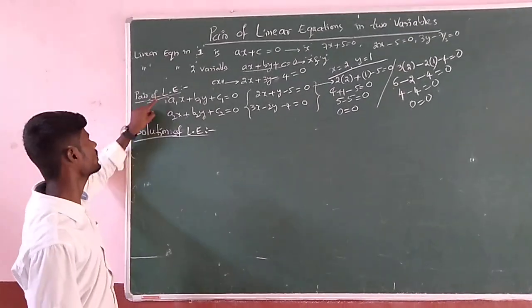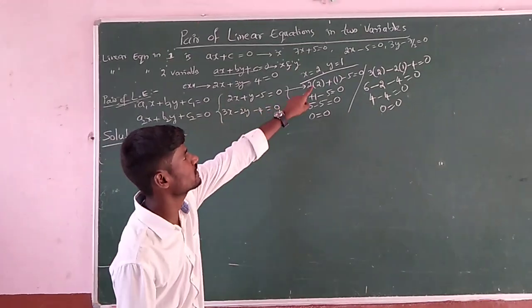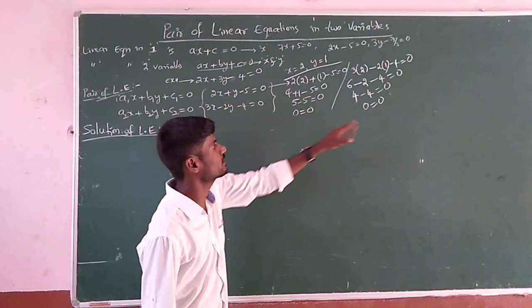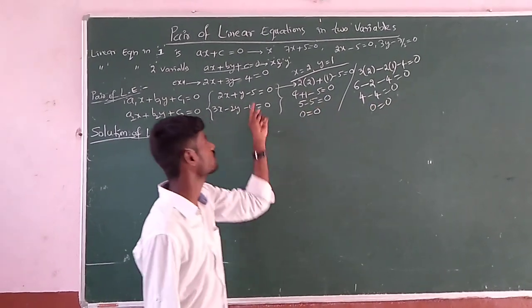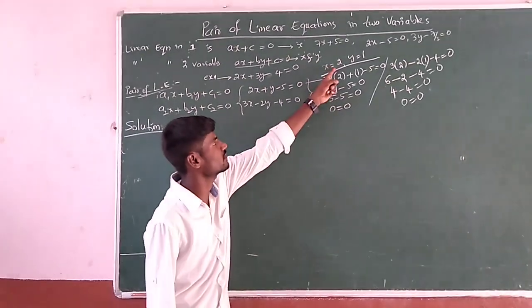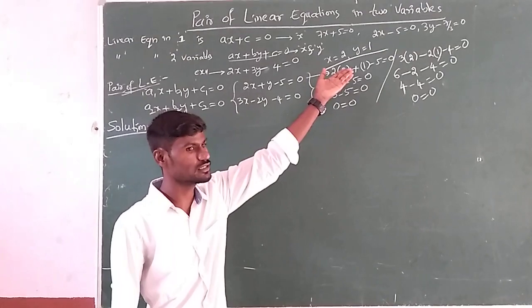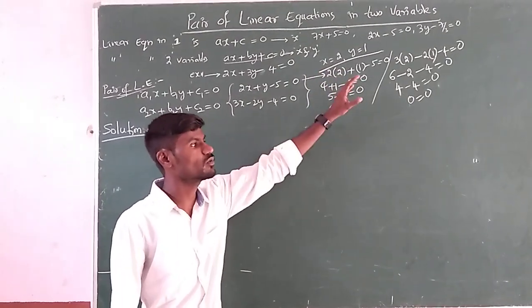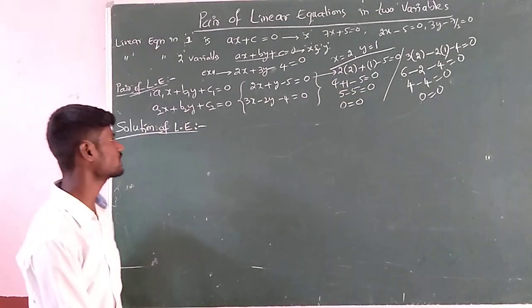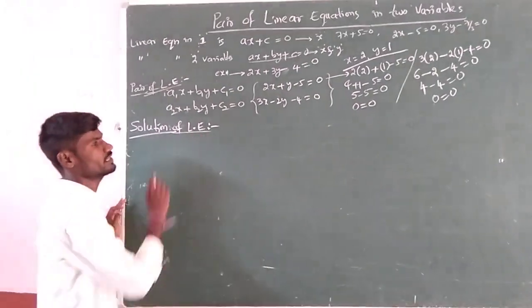Suppose we have a pair of linear equations. For an example, we substituted x equal to y equal to 1, and we are getting simultaneously true for both cases. That's why we say that it is a unique solution. But this solution x equal to y equal to 1, how can we know, how do we get it? To find that we have methods, and that is the next topic: solution of a pair of linear equations.